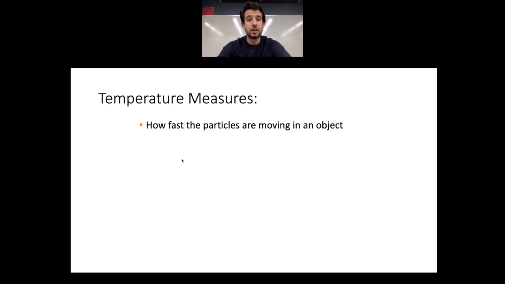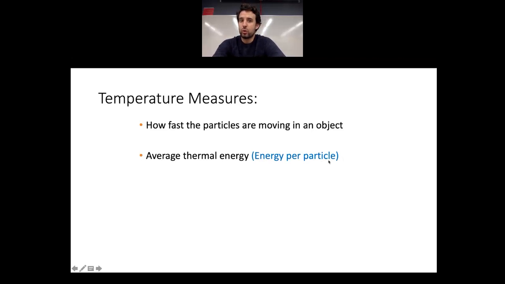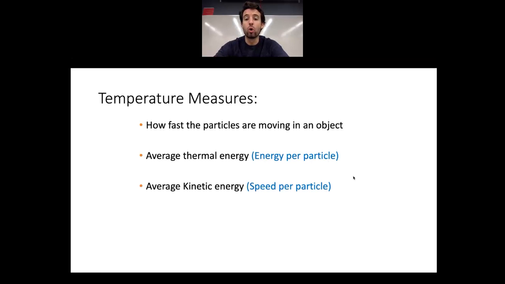Temperature measures how fast particles are moving. Remember, it's the average thermal energy, so I wrote down energy per particle. Maybe that's a good way to summarize what we've written so far. Energy per particle, or you could also think of it as speed per particle. Look at an individual atom, an individual particle. How fast is that particle moving? How much energy does it have? One thing I hope you notice is that energy is the same thing as speed here. Energy can be expressed in a lot of different ways. In this case with heat, we really just look at speed.